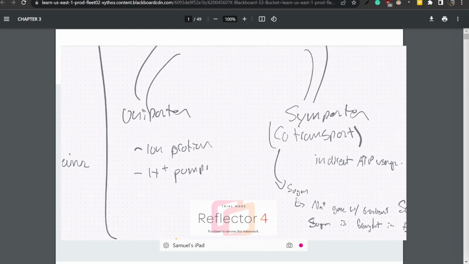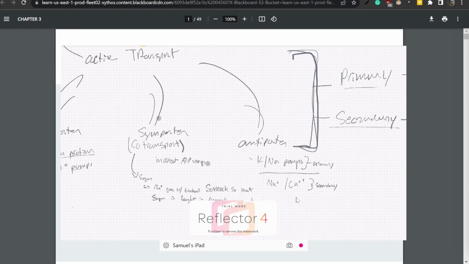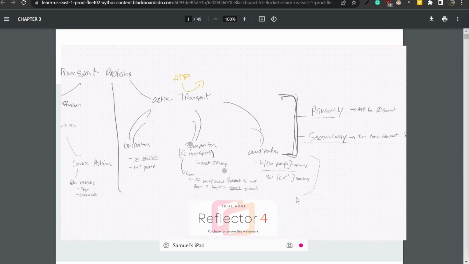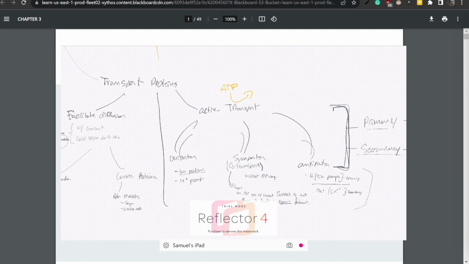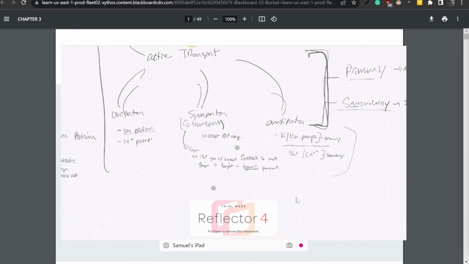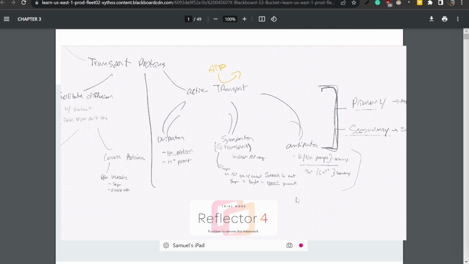And this uniporter, this type of transport protein, there's an ion version, and then there's a hydrogen pump version. And every single one has examples, but I just remember them. And it's really easy to remember when I'm just able to categorize them. So this is my strategy, and it saves a lot of time.